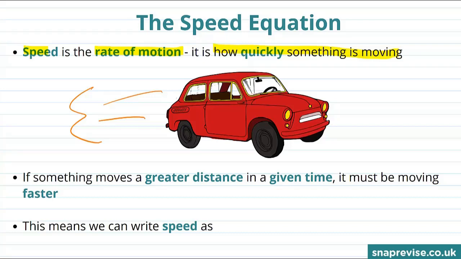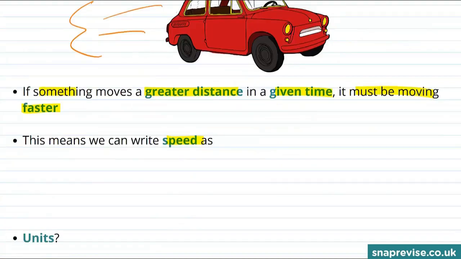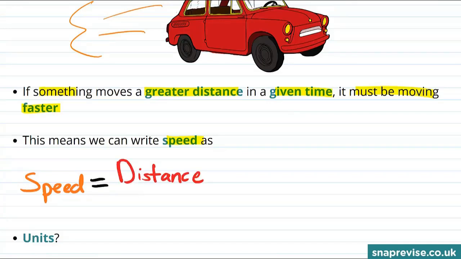In general, we would say that if something moves a greater distance in a given time, for example a second, then it must be moving faster. We can say speed is equal to the distance covered by an object divided by the time taken for the object to cover that distance.